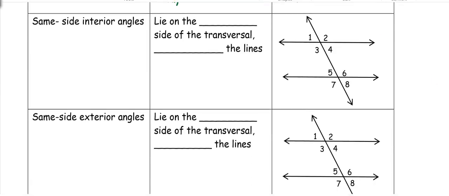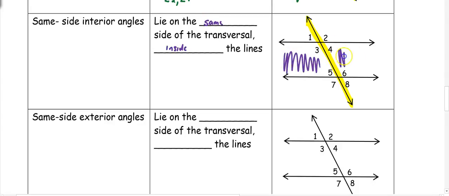Another type of angle is same side interior using our transversal. So with same side interior, that means they're going to lie on the same side of the transversal inside the lines. So they're inside between these lines, and they're on the same side of that transversal that's highlighted in yellow. So an example would be 3 and 5 or 4 and 6.